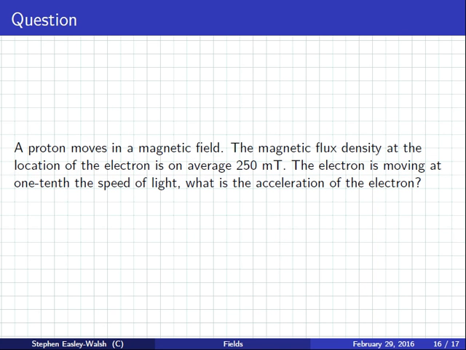Okay, so a proton moves in a magnetic field. The magnetic flux density is the location of the electron. Oh man, why did I say proton and electron? Which do I want? I'm tired of protons, let's make it an electron. So an electron moves in a magnetic field. The magnetic flux density at the location of the electron is 250 millitesla. The electron is moving at 1/10 the speed of light. What is the acceleration of the electron? So just make sure proton says electron here. Write this down. So everything's an electron here.